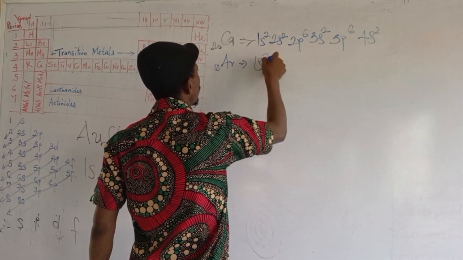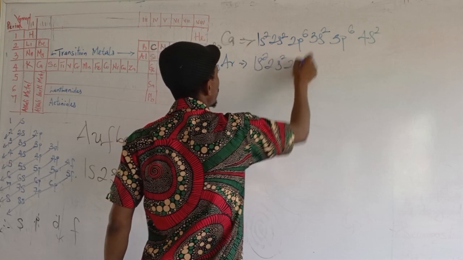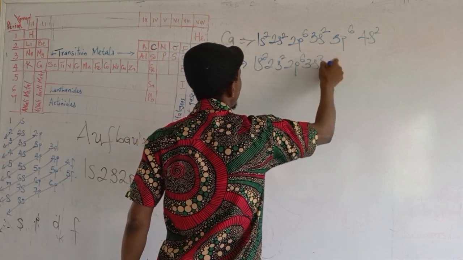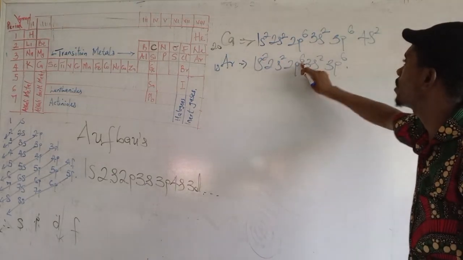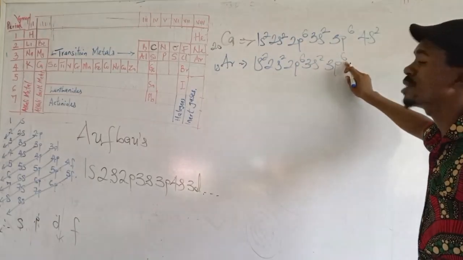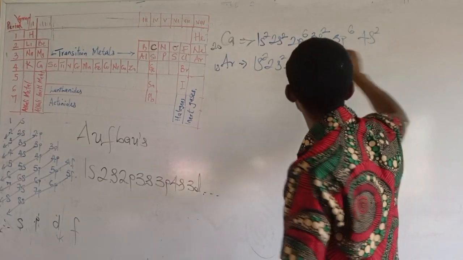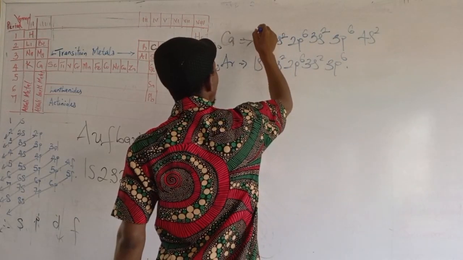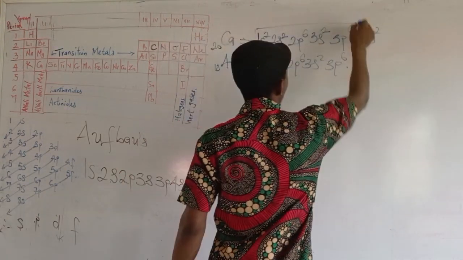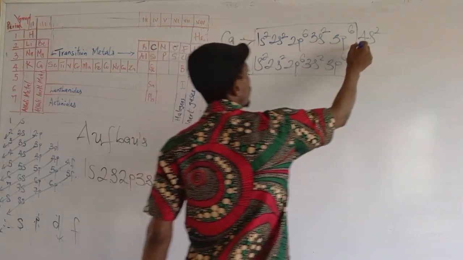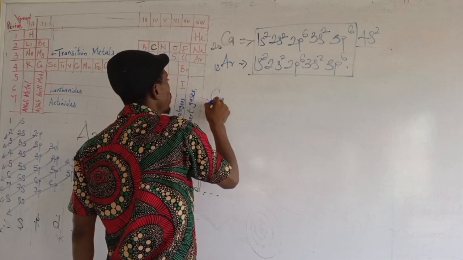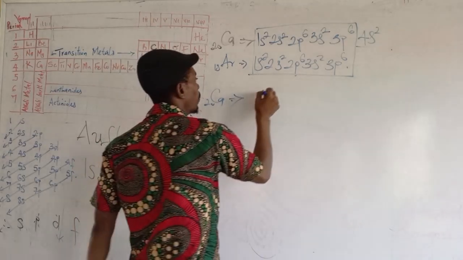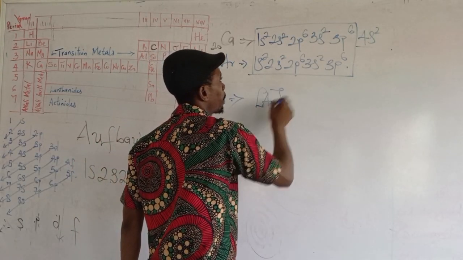Argon is 1s2, 2s2, 2p6, 3s2, 3p6. So 2 plus 2 is 4, plus 6 is 10, plus 2 is 12, plus 6 is 18. This is argon, which means from here they are the same. Just these are separate, that is not there. Hence, calcium, which is 20, can also be configured using this pattern.